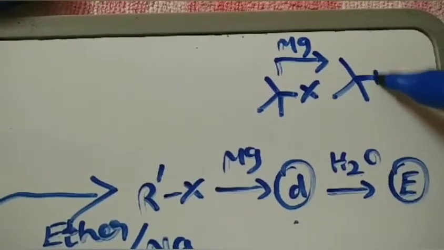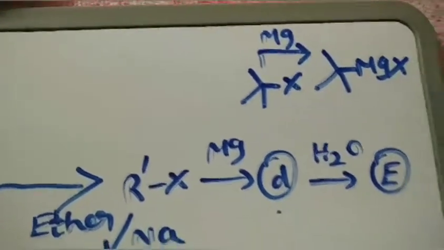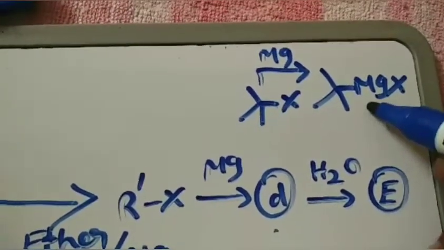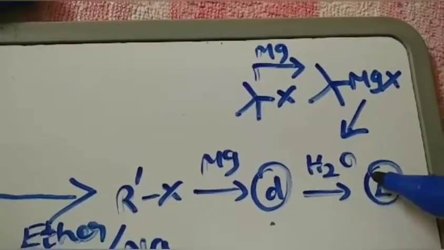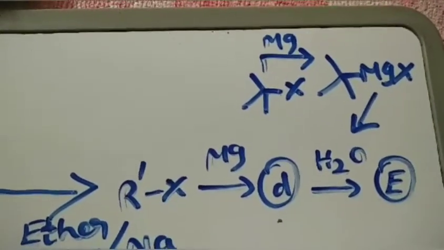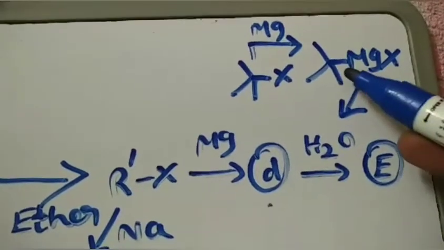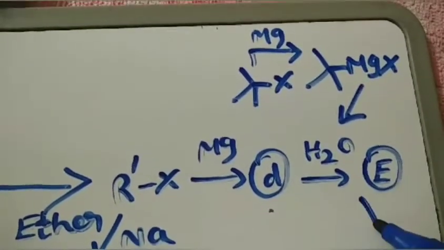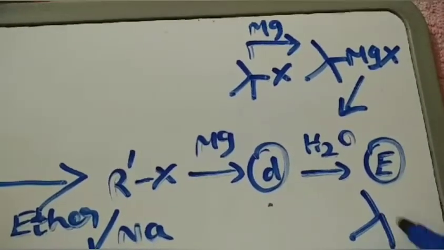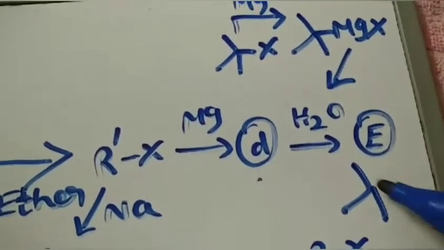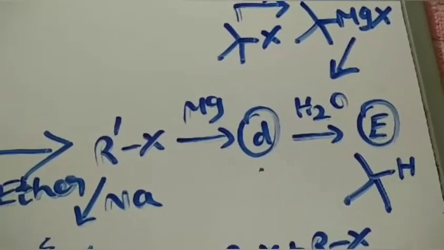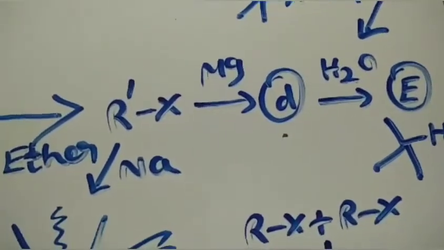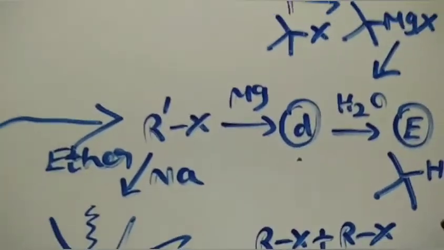It's RMgX. When it reacts with water, what will form? That's all, simple. See, the reaction is repeating. RH will be formed. Means what? This is formed. That's all. Simple. H is obviously here, but H will not show in the bond-line formula. What is this? Propane, correct? This is the answer.